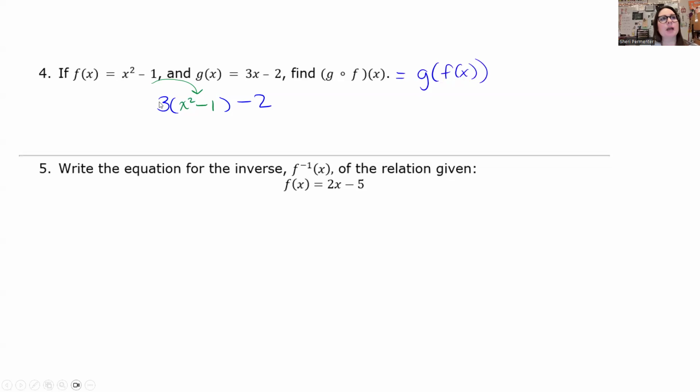So from here, I'm going to distribute the 3 to both terms. So I get 3x squared minus 3 minus 2. And then I can combine like terms. These are both constants, so I can put them together. What's minus 3 minus 2? Yep, so I get 3x squared minus 5.